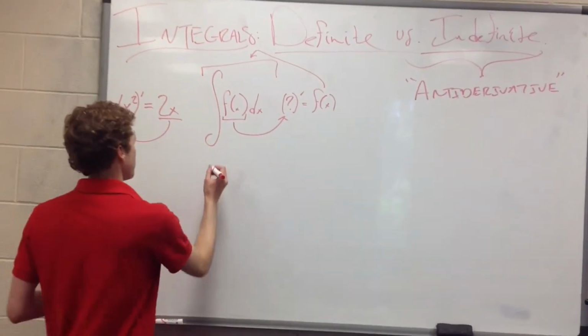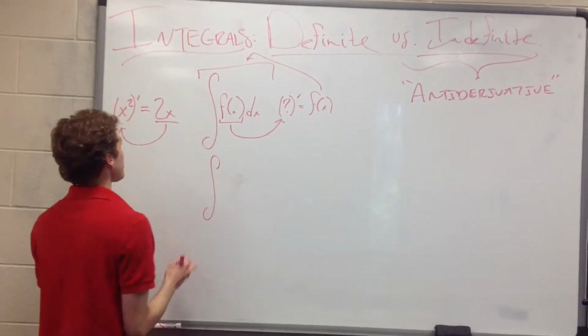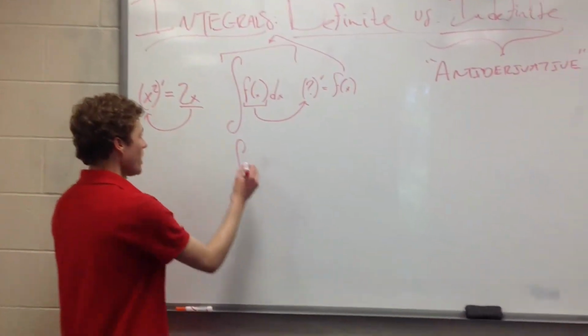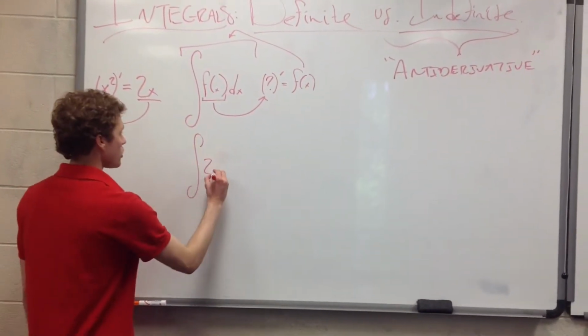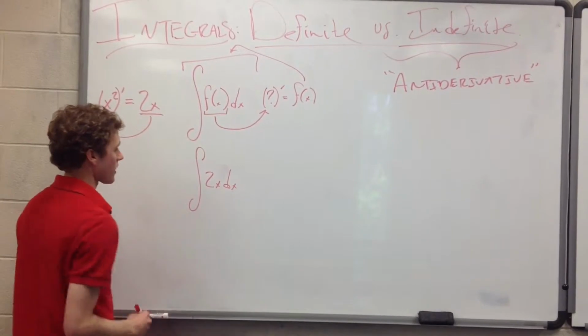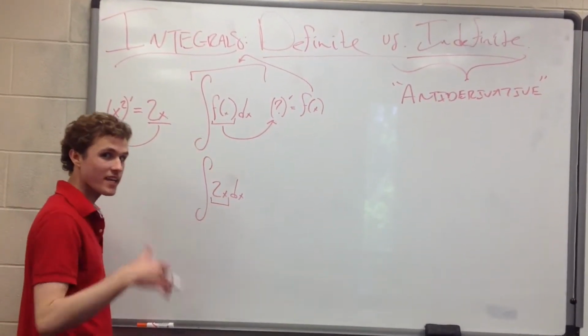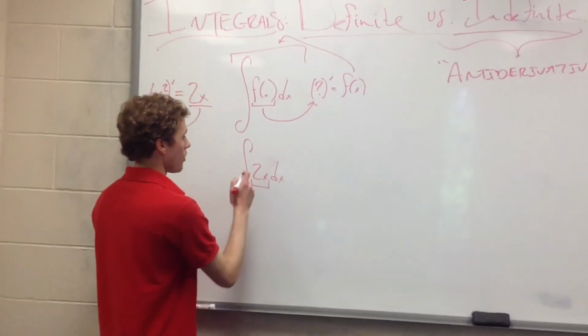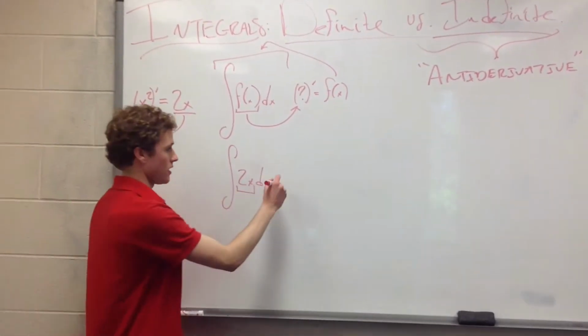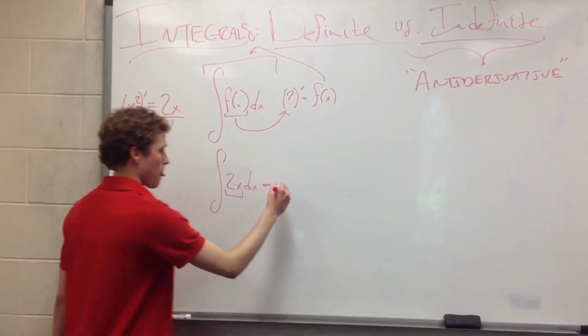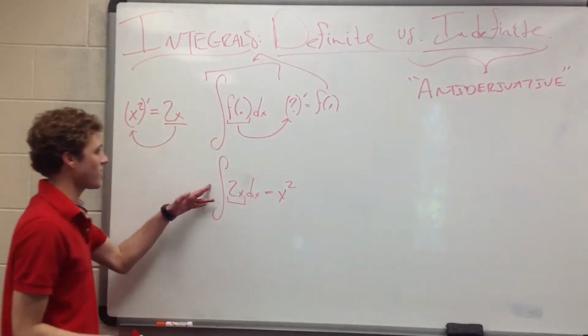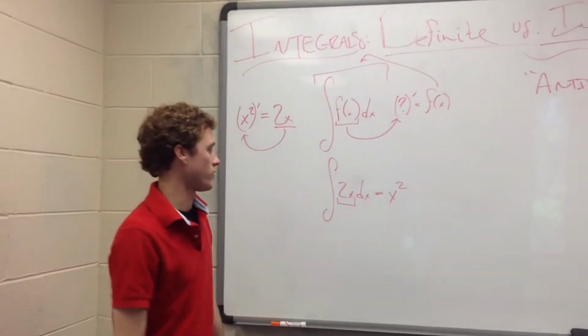So let's do an example of this. Let's do an indefinite integral of the exact same thing over here. An indefinite integral of 2x dx. So this is just saying what function, when I take its derivative, gives me 2x. So the indefinite integral of 2x is, well, x squared, right? All this is saying is, what's the antiderivative?